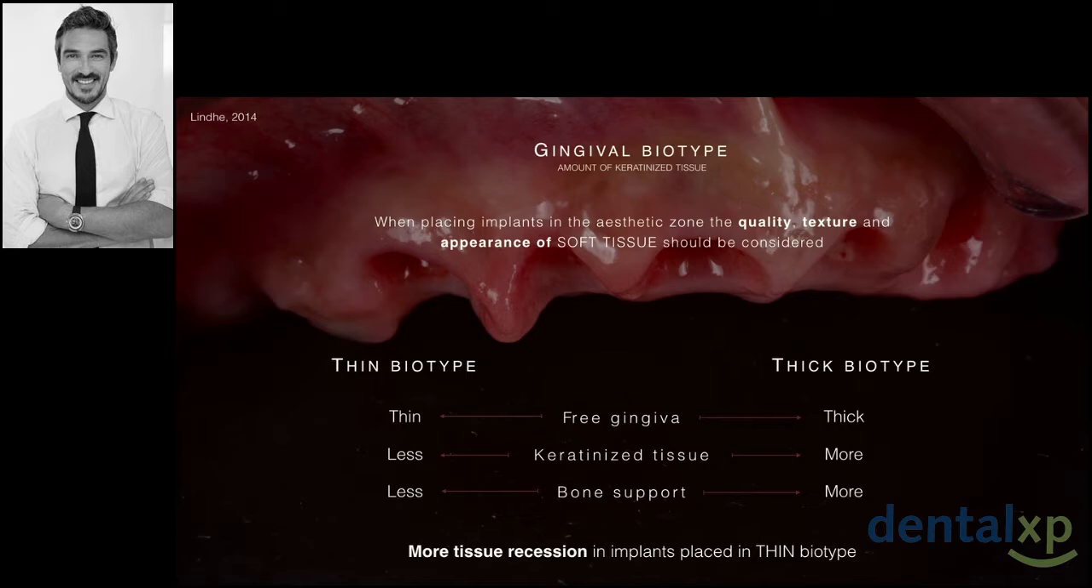In regards to gingival biotype, Linda in 2014 said that when placing implants in the aesthetic zone, the quality, texture, and appearance of soft tissue should be considered. So in a thin biotype, we'll have less free gingiva, less keratinized tissue, less bone support, and the contrary, obviously, in thick types. And of course, thick and fit is the right way to go, right, my Portuguese friends?